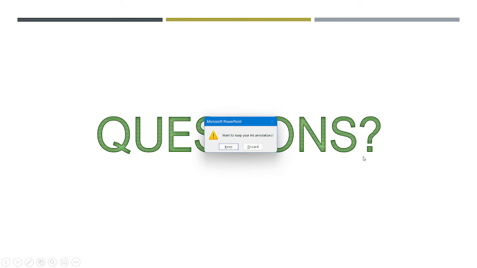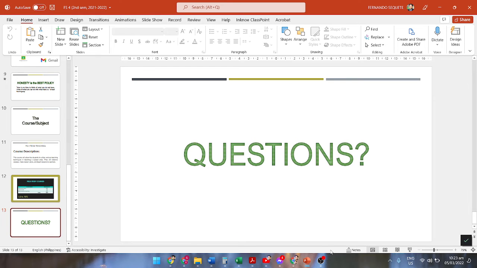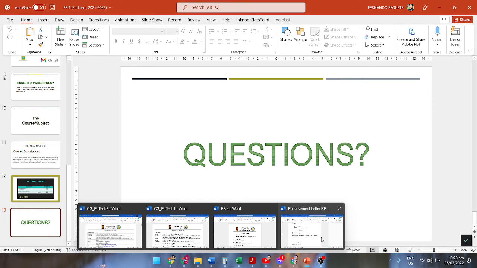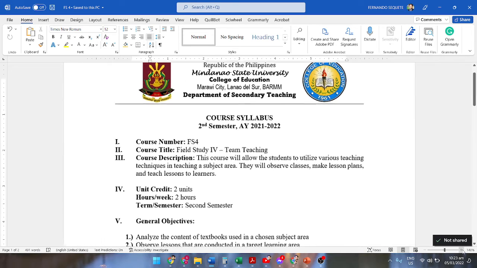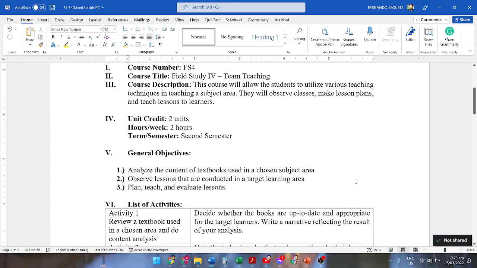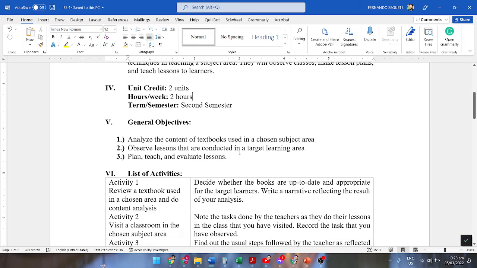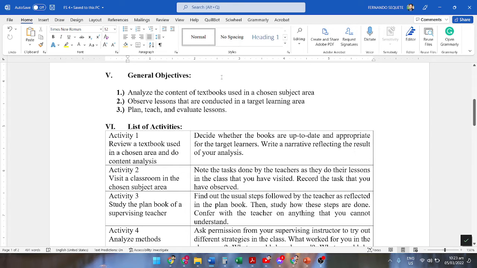Now, I would like to introduce to you the core syllabus of this subject. Okay, so this is 2 units, therefore this is 2 hours per week. For the general objectives, I think I posted it na sa Google Classroom natin that we are to analyze the content of textbooks used in a chosen subject area and then observe lessons that are conducted in a target learning area. We have to plan, teach, and evaluate lessons.